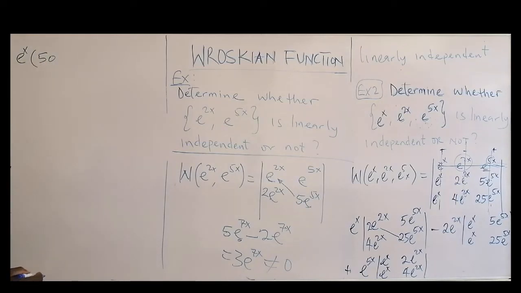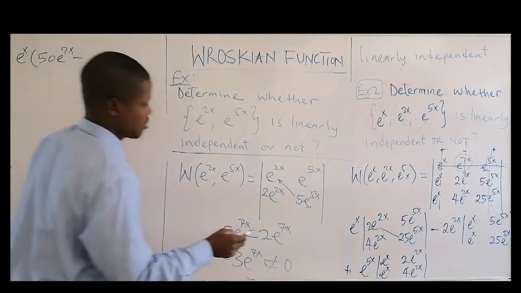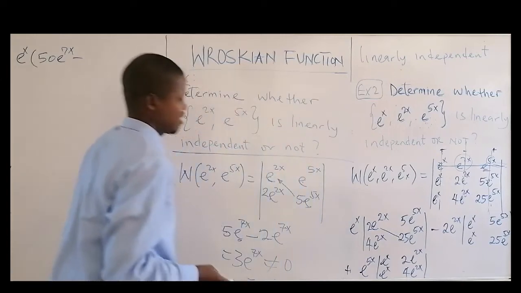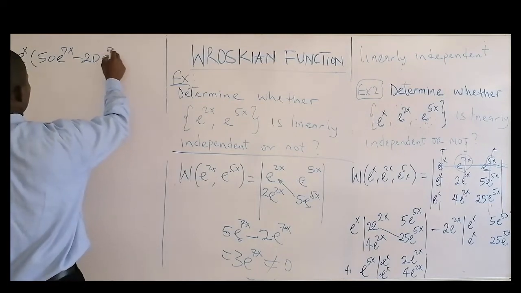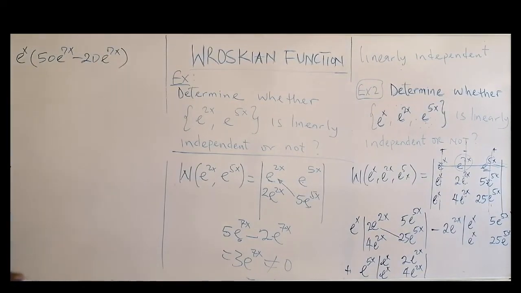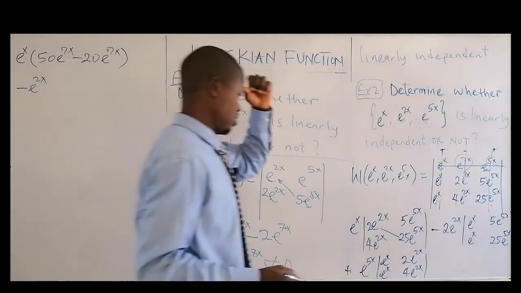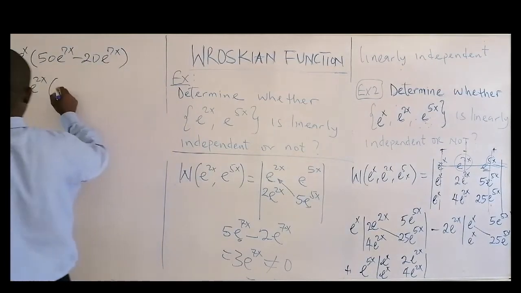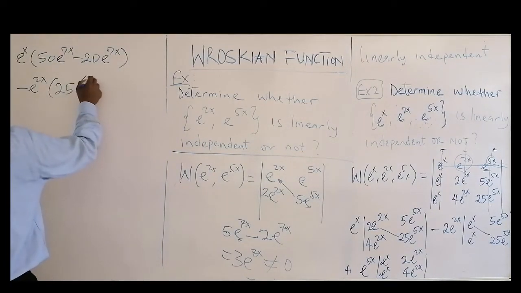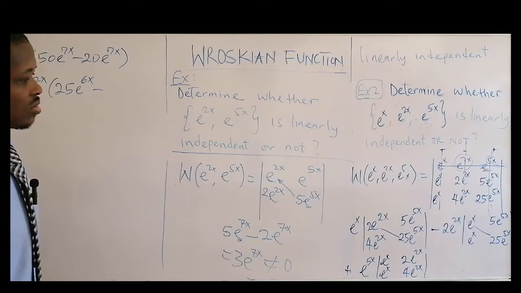Then the exponential is 7x, then minus this one times this one, 4 times 5, that's 20, then e^7x. Okay, then second one, minus e^2x, then this one times this one, that's 25e^6x, then minus 5e^6x also.